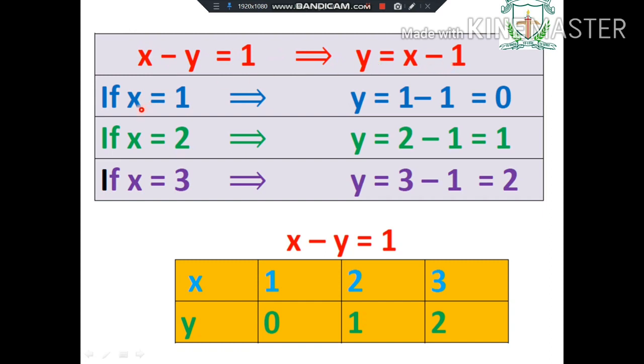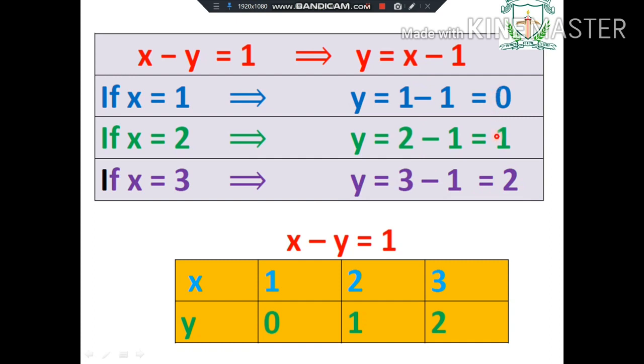Substitute the value of x. If we consider x is equal to 1, it implies that y is equal to x minus 1. 1 minus 1 becomes 0. If x is equal to 2, y is equal to x minus 1. The value of x is 2. 2 minus 1 is 1. Now consider one more value, x is equal to 3. So y is equal to 3 minus 1. 3 minus 1 is 2.